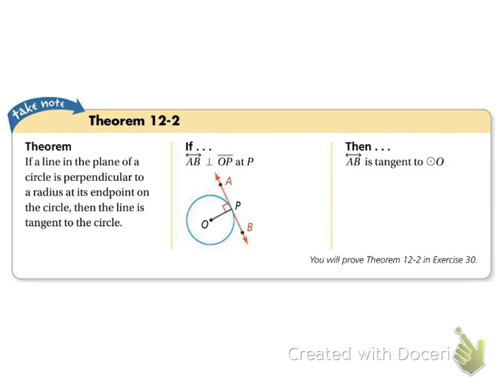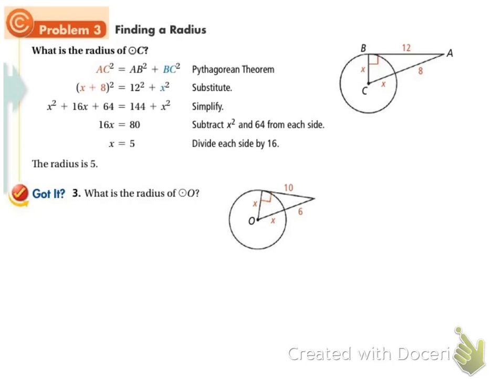Okay, so we have the converse of that first theorem. If the radius and the line are perpendicular, then that means that the red line here, AB, is tangent. So, let's look at our got it problem here. So, there's a right angle here, which means that this is a tangent line. Okay, but what we want to know is what the radius is. So, you see that we've got two x's, right, because this is a radius and this is a radius. It's a right triangle, we can still use Pythagorean Theorem. So a squared plus b squared equals c squared.